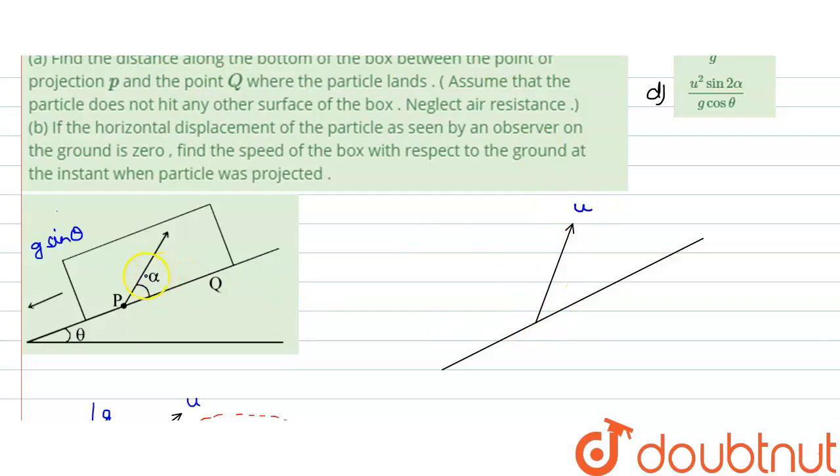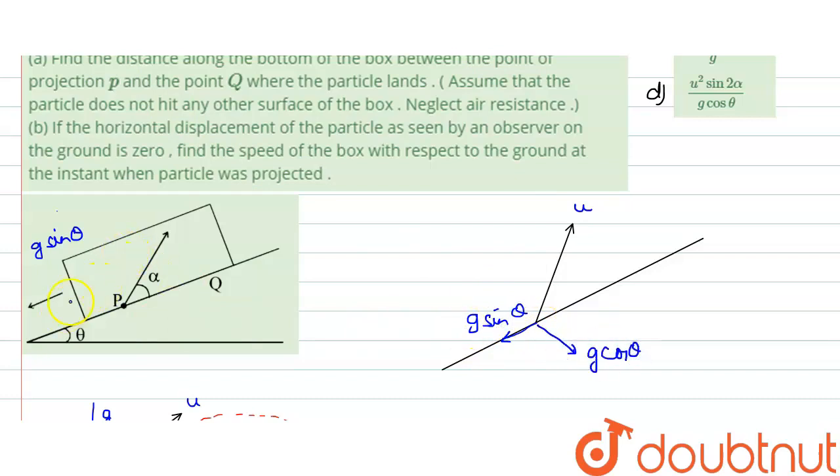Now for this particle, it would have a component of acceleration parallel to the incline. This value would be equal to g sine of theta. Parallel component is g sine of theta. Now theta is the angle of the incline, and the perpendicular component is g cos of theta.